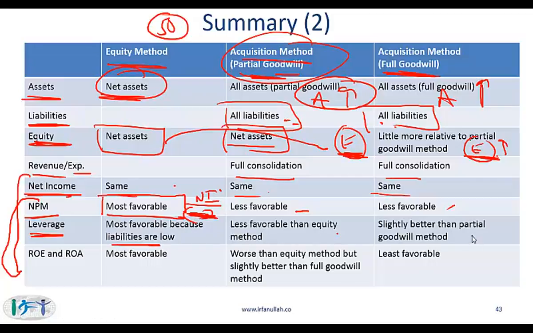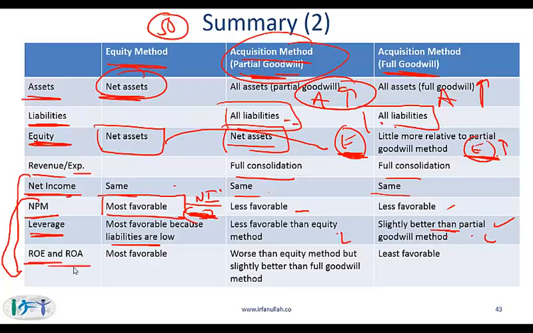What about a comparison of the partial goodwill and full goodwill? The liabilities or the debt would be the same across both methods, but the asset and equity numbers will be better with the full goodwill method. If that is the case, then the leverage ratios will look slightly better with the full goodwill method.